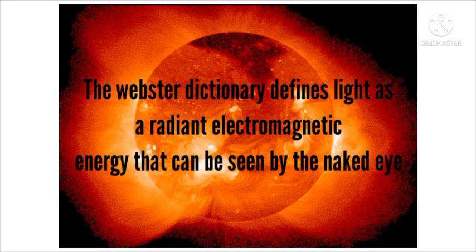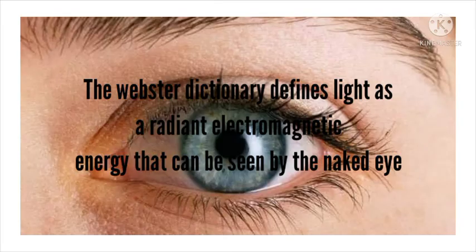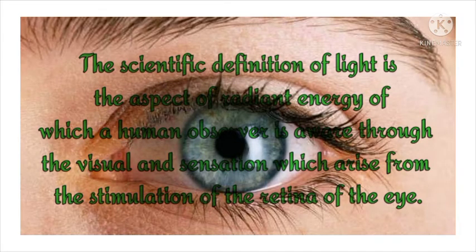The Webster Dictionary defines light as a radiant electromagnetic energy that can be seen by the naked eye. So, according to the dictionary, light is a form of energy which makes things visible to the human eye. Light is defined as a form of electromagnetic radiation emitted by hot objects like lasers, bulbs, and the sun. The scientific definition of light is the aspect of radiant energy of which a human observer is aware through the vision sensations which arise from the stimulation of the retina of the eye.